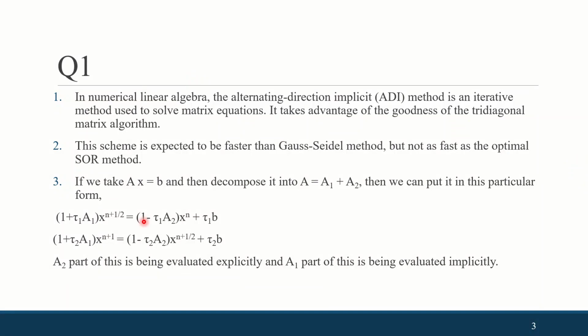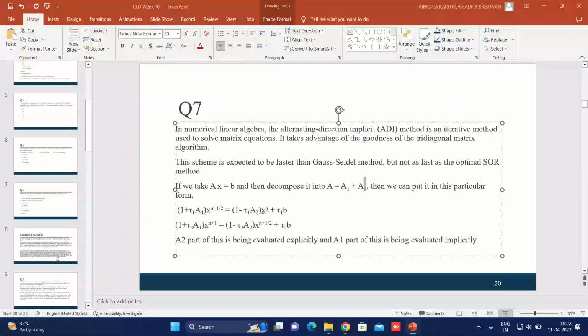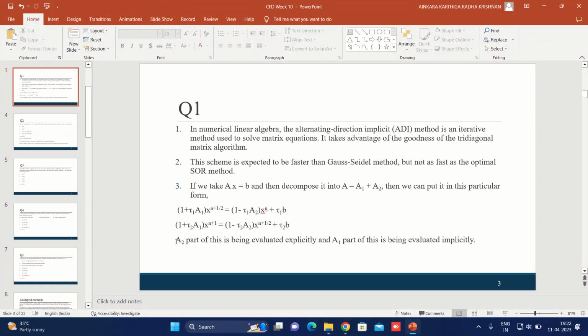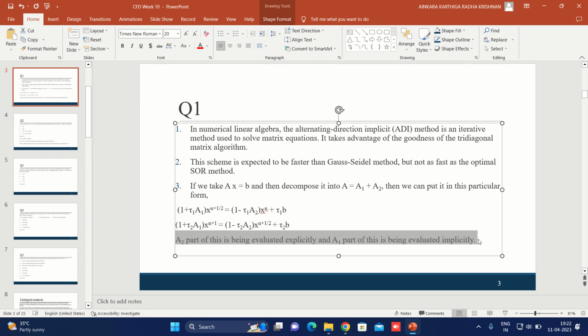In this one, it is seen that the A2 part is being evaluated explicitly and the A1 part is evaluated implicitly. This is what I mentioned over here: the A2 part is evaluated explicitly and the A1 part is evaluated implicitly. RHS is explicit and LHS is implicit.